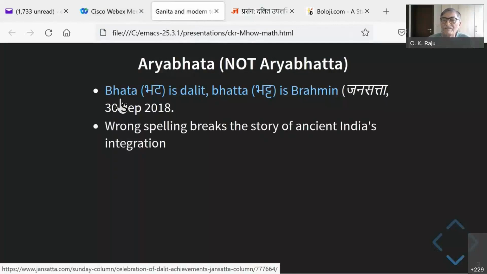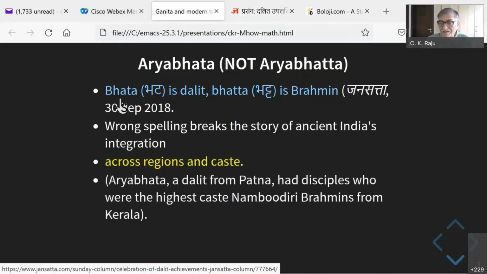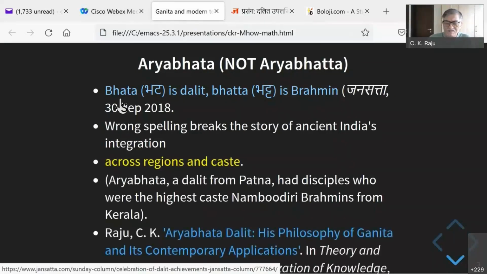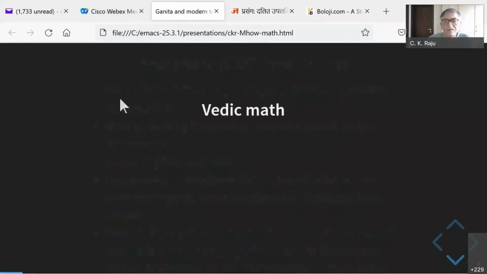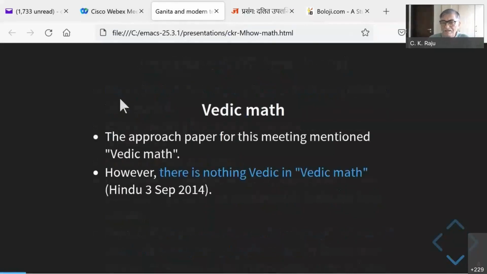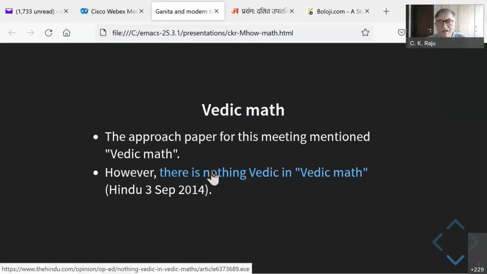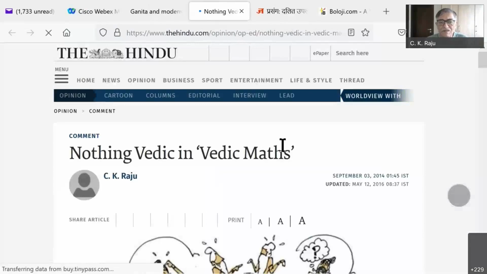The wrong spelling destroys the story of ancient India's integration across region and caste, because the disciples of Aryabhatta from Patna were the highest caste Nambudri Brahmins from Kerala. And there's a recent article on that. You could take a look at that. Then there is this issue of Vedic math. The approach paper mentioned something about Vedic math, and my assertion is that there is nothing Vedic in Vedic maths.